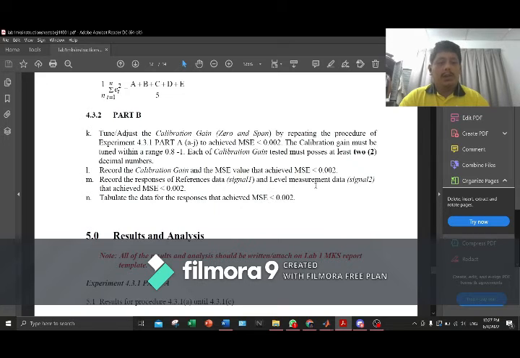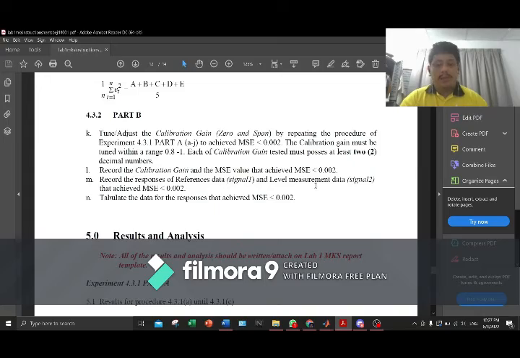I'm going to continue with the second part of the experiment, which is part B. Based on the instruction as shown on this screen, we are required to change the calibration gain to somewhere in the range from 0.8 to 1, so that we achieve an MSE value less than 0.002.